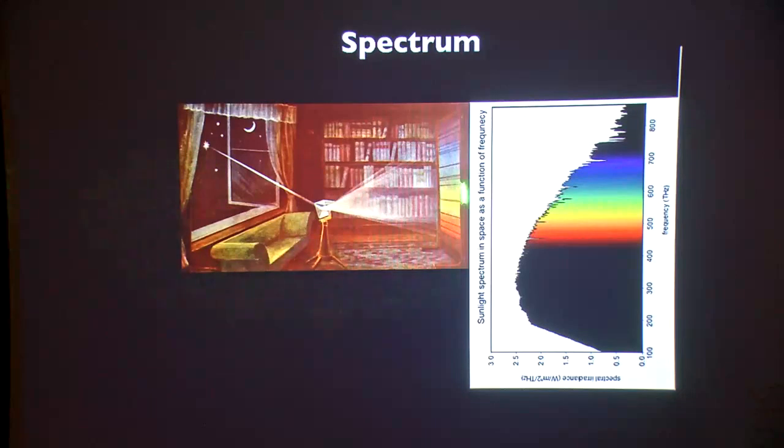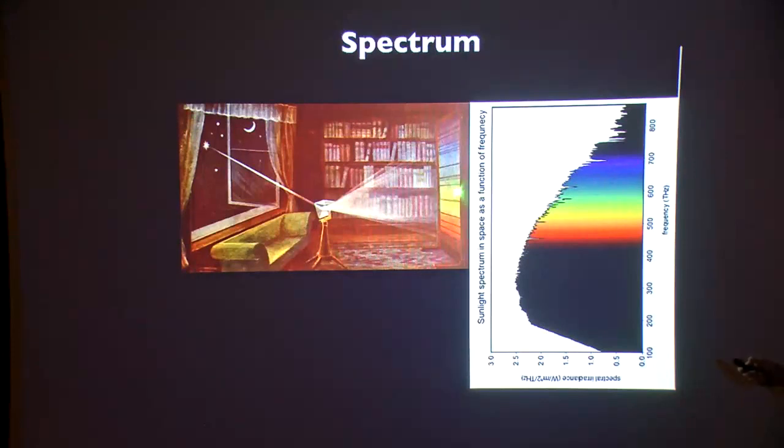So here is an illustration that shows how this is done. You have a star. You take the starlight through a prism, and then it breaks it up into the different wavelengths. So here you see the spectrum of the star. You see it goes from, usually, the colors of the rainbow. It's the same kind of physics. And then you can measure how bright it is as a function of frequency.